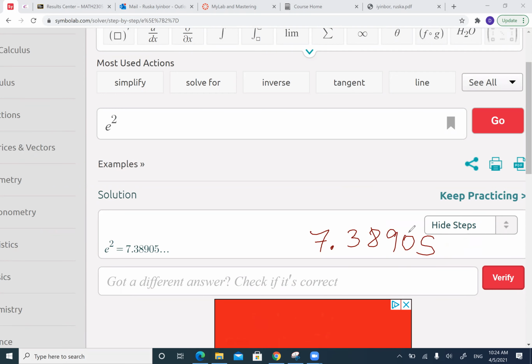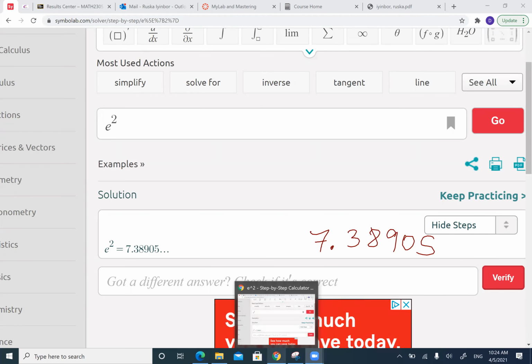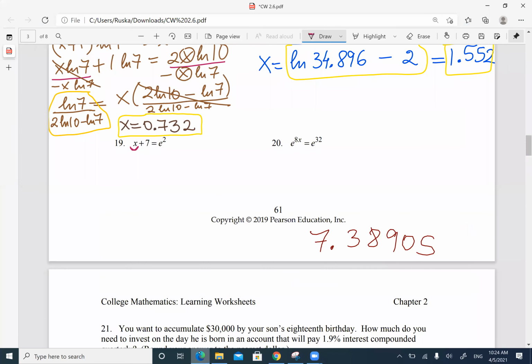Let's use them all. So if you do calculations before the final answer, make sure you use as many decimals as possible so you can get a more precise answer. So we have x plus 7 equals 7.38905. Now, can you tell me what to do to get x by itself? Any ideas? Subtract 7.